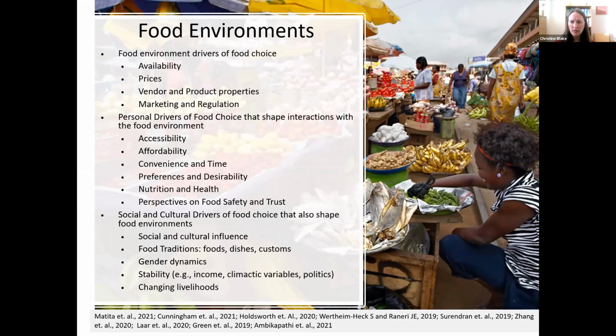Food traditions, including specific food dishes, combinations of foods or other food customs, gender dynamics, including women's empowerment, time use, intra-household allocation, and decision-making around purchasing and cooking and the relative power within that intra-household dynamic, stability, including income, climate, and politics, and finally, livelihood change that corresponds to other wider food system drivers like climate, land use policies, tenures and tenure systems, and agrobiodiversity.